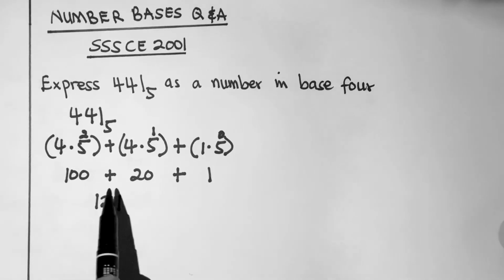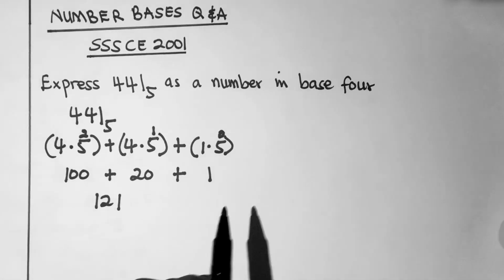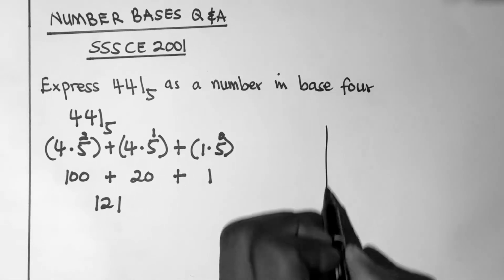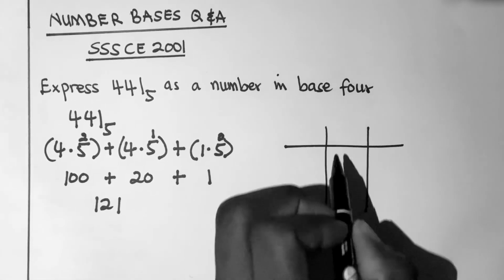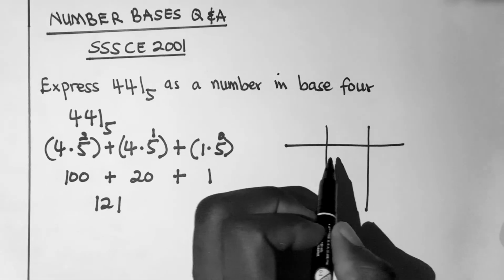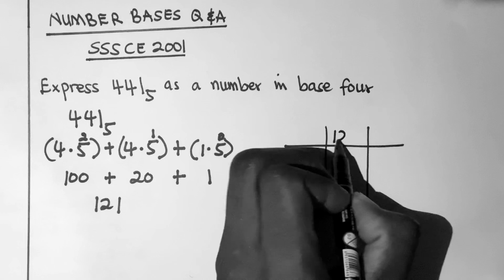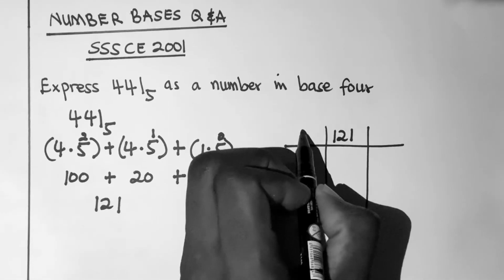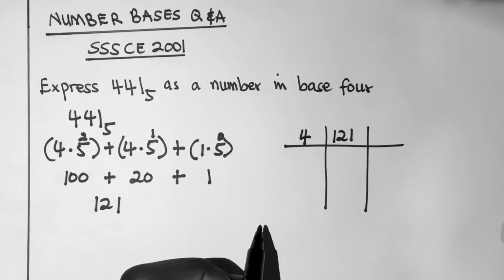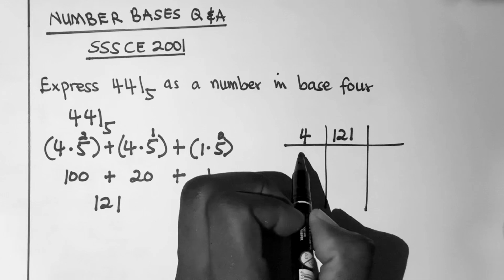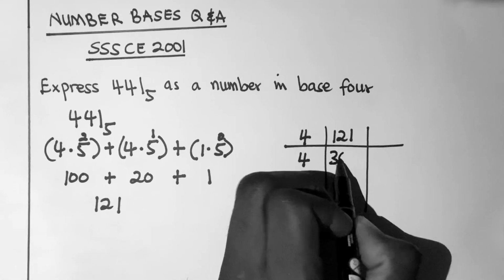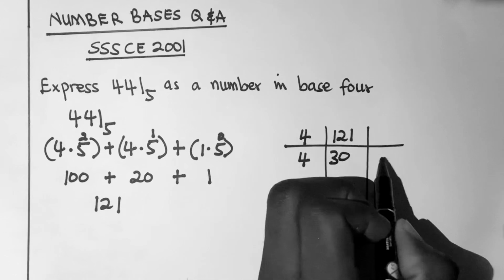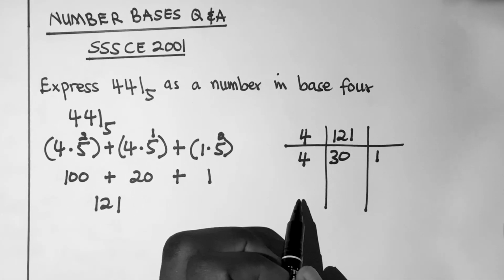So now let's convert this to base 4. In converting it to base 4, we need to draw our table here. So we are talking about 121, and then we are taking it to base 4. You see that if we put 4 here, 4 times 30 is 120. So it will be left with a remainder of 1 here.